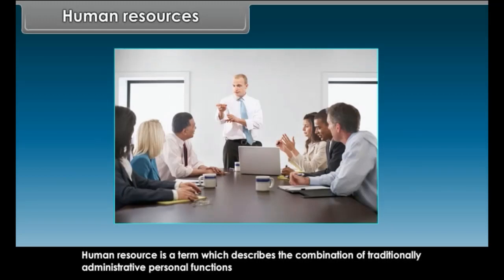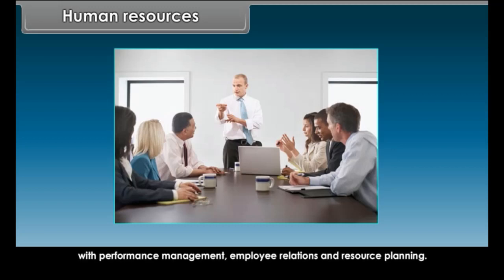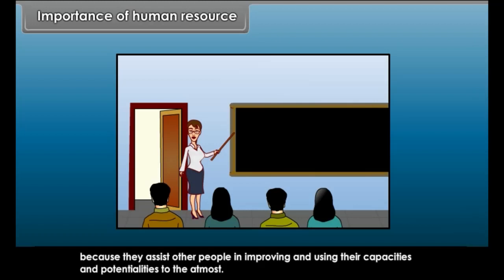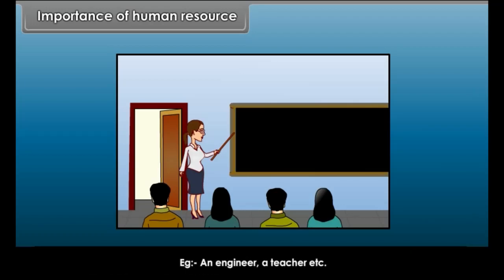Human resource. Human resource is a term which describes the combination of traditionally administrative personnel functions with performance management, employee relations and resource planning. Importance of human resource. Human resources are important to each individual because they assist other people in improving and using their capacities and potentialities to the utmost. Example, an engineer, a teacher, etc.